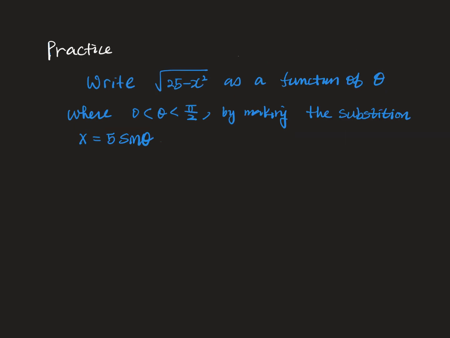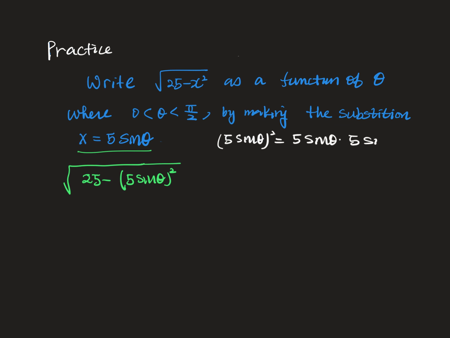I give the substitution x equals 5 sine theta. So we're going to use this one. Look at this: the square root of 25 minus x squared. So the square root of 25 minus 5 sine theta squared. 5 sine theta squared means 5 sine theta times 5 sine theta. That's 25 sine squared theta. So you have 25 minus 25 sine squared theta.